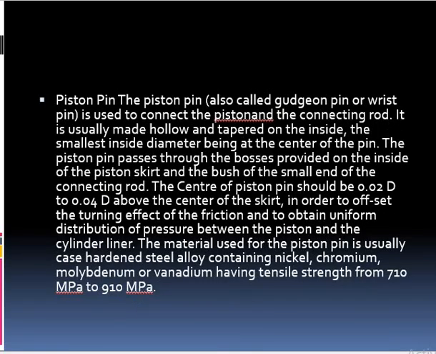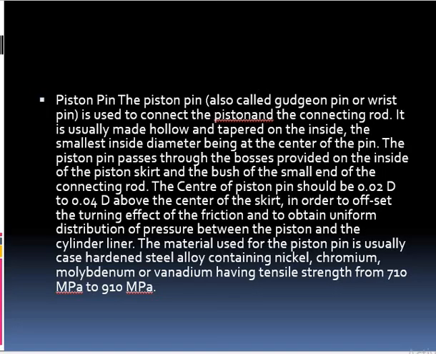Now the piston pin. We have to see one more part of the piston, the piston pin. The piston pin we also call the gudgeon pin. The gudgeon pin connects the piston and the connecting rod, meaning the small end bearing. Generally, it is made of hollow and tapered sections. It passes through the bosses provided on the inside of the piston skirt.